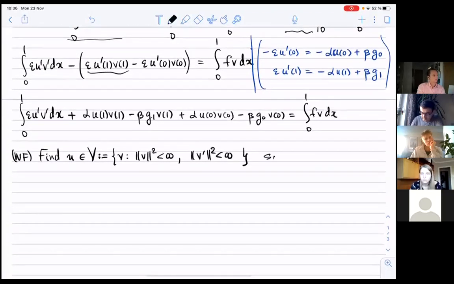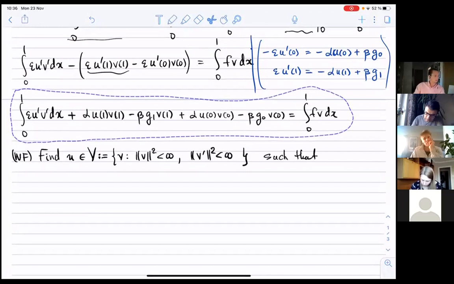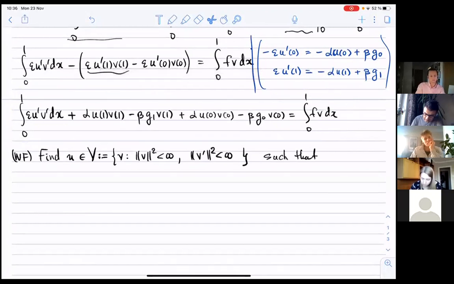Such that, so this formulation, let me just write it a little bit differently. On the left, this is unknown. That one is also unknown. But these terms are known because g1 and g0 and beta are known. And v is a test function. Later, we will change it to the hat function. I move it to the right-hand side and write this formulation as follows.